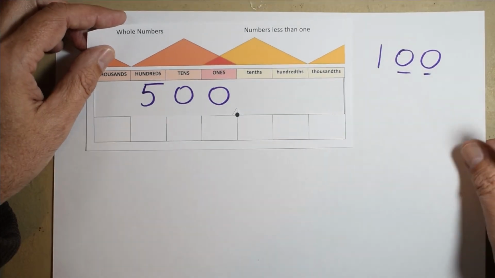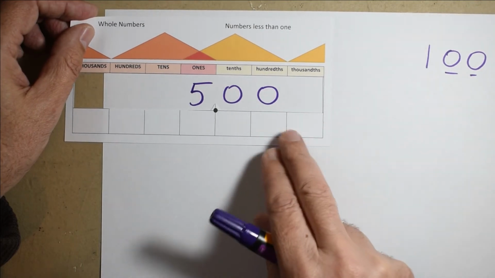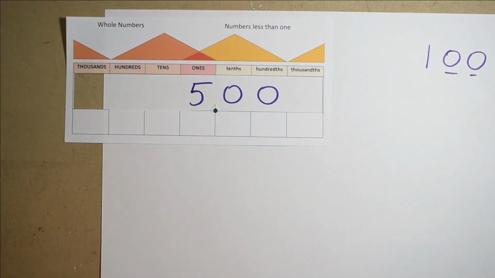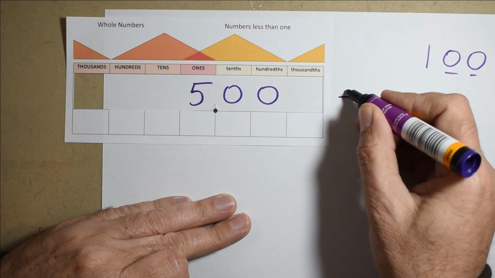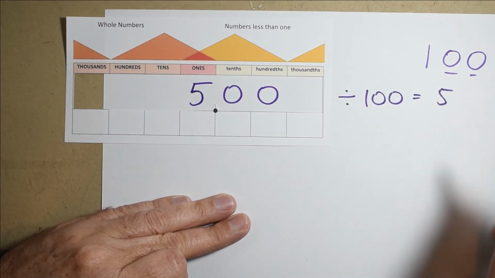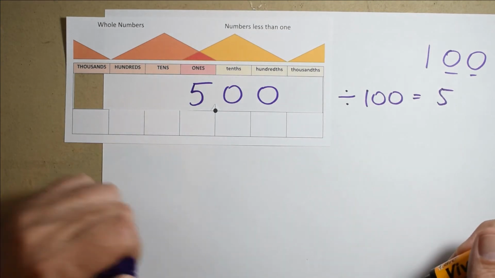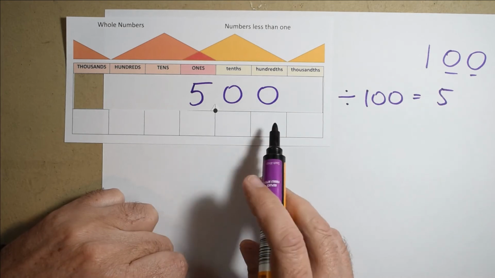So I've got my 500 here, I want to divide by 100, I go doot, doot, and I end up with 5.00. The maths would look like this, 500 divided by 100 equals 5. I could put 0.0 or 0.00, but I don't need to. They're just placeholders at this point.